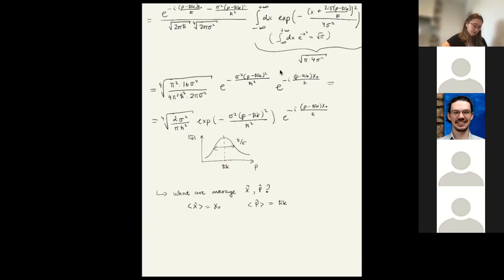So basically, one can just directly calculate the average of the position. So what is the average of position? It's psi x psi. And psi is, so we would get the integral from minus infinity to plus infinity.